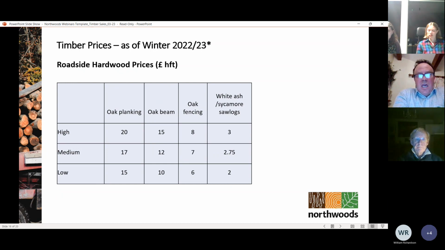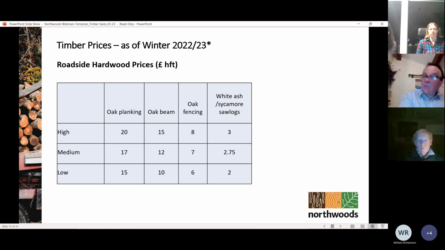Hardwood prices, if you're going to grow good quality hardwood to sell, oak and more oak. The beauty of oak is that it's got many different grades. You've potentially veneer, you've got planking, first grade beam, second grade beam, fencing and firewood. So the very, very best planking grade is fetching around £20 a hoppus foot at roadside. Beam oak regularly gets to 15, can be higher. Fencing 8 if it's okay, poor quality 5.